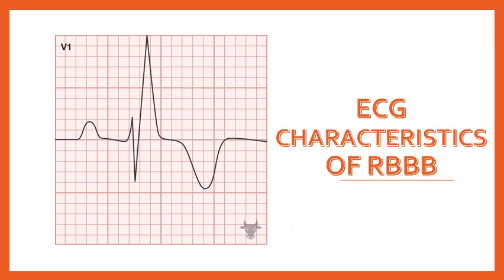So here is our classic RSR prime configuration. And as you can see from this tracing here, we are in V1. You'll notice that this patient also is in sinus rhythm. So we have sinus rhythm with a right bundle branch block.